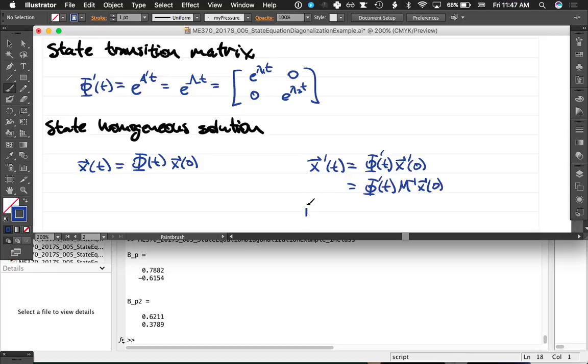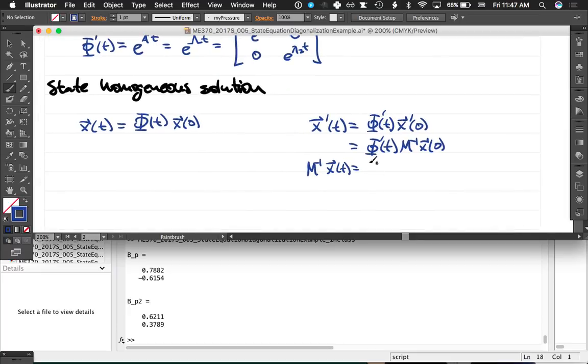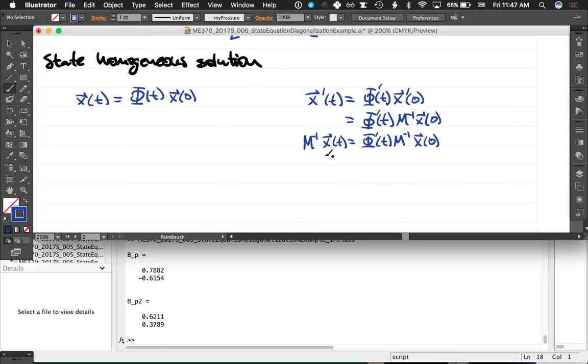x, right? And x prime is M inverse x. So I just changed the left-hand side of the equation, and I'll rewrite the right-hand side. Phi prime of t times M inverse x of 0. And now I just need to solve for x of t, right? So multiply both sides by M. So I did this in the other lecture in general, so we don't have to do this every time, but it's kind of fun.